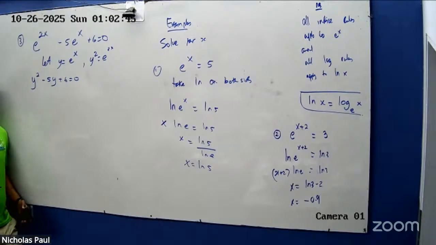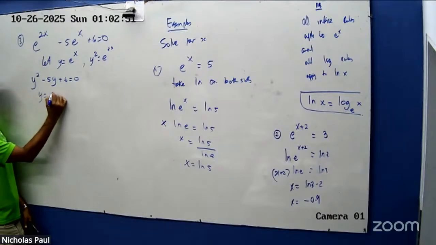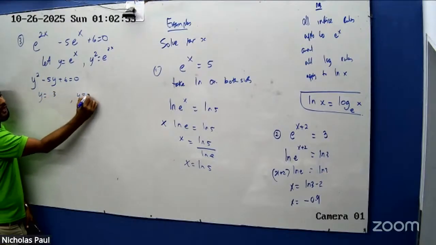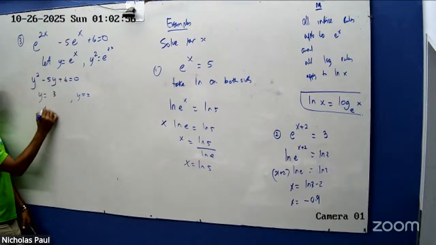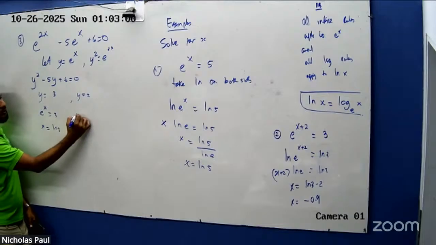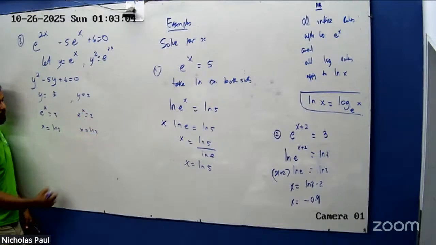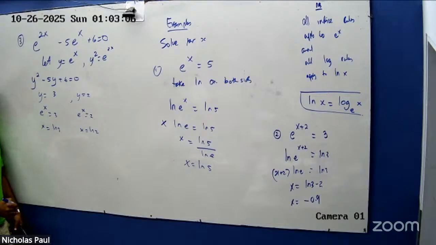So when you solve the quadratic, what did you get? 3 and 2? Yeah. And then y is really 2 to the x. So 2 to the x is 3, so x is ln 3. 2 to the x is 2, so x is ln 2. Everybody okay with that? Let's go again.